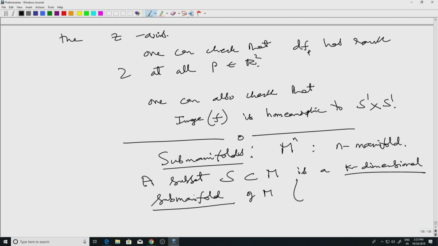So this, as I said, what I call a submanifold, in standard texts they are also called regular or embedded submanifold, if the following holds.